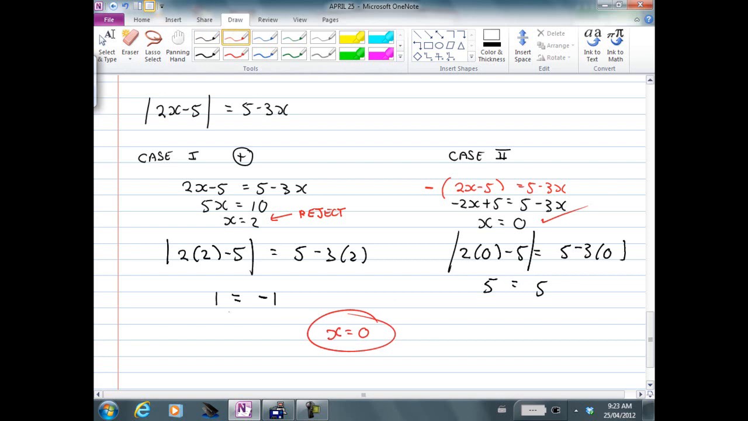I'm going to give you your supernova question for today. Good luck with this one. It's going to be a tough one.